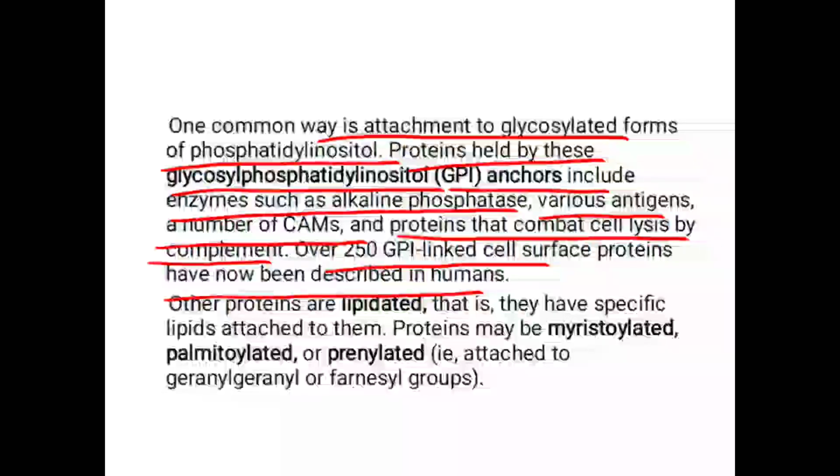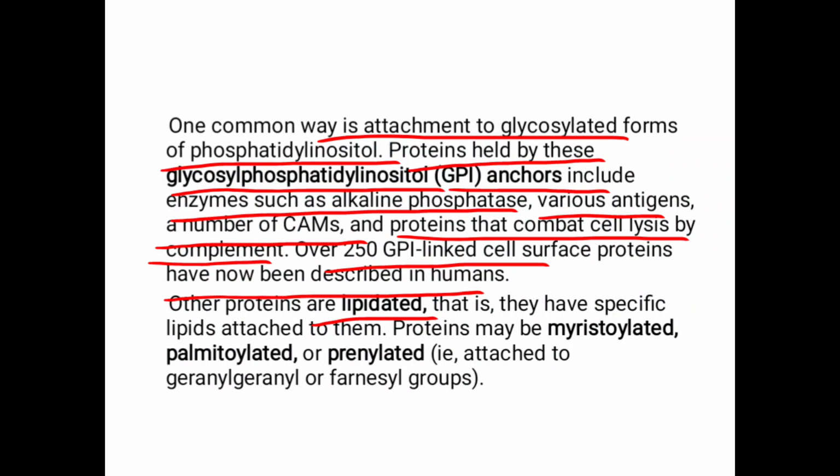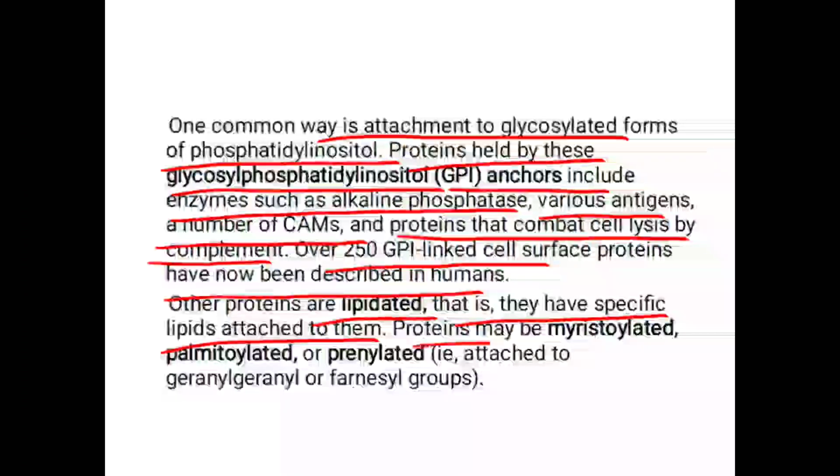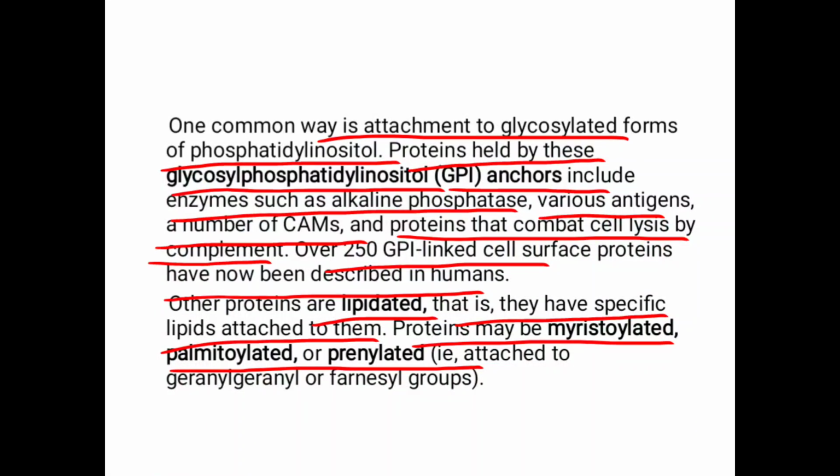Other proteins are lipidated, that is, they have specific lipids attached to them. Proteins may be myristoylated, palmitoylated, or prenylated, that is, attached to geranylgeranyl or farnesyl groups.